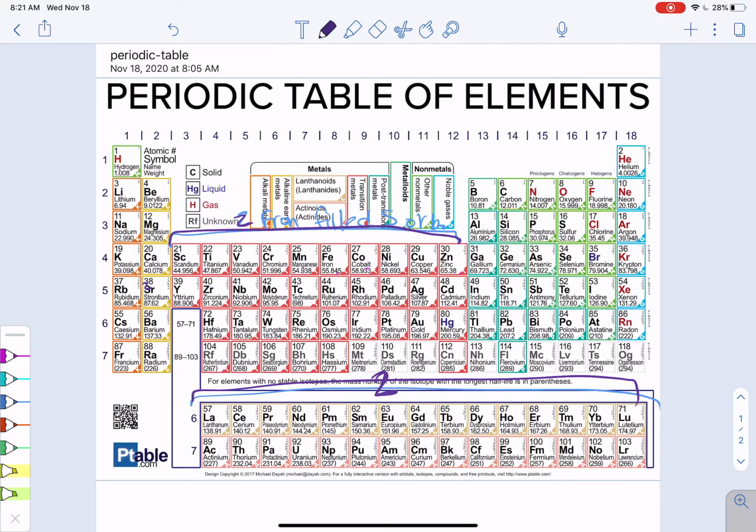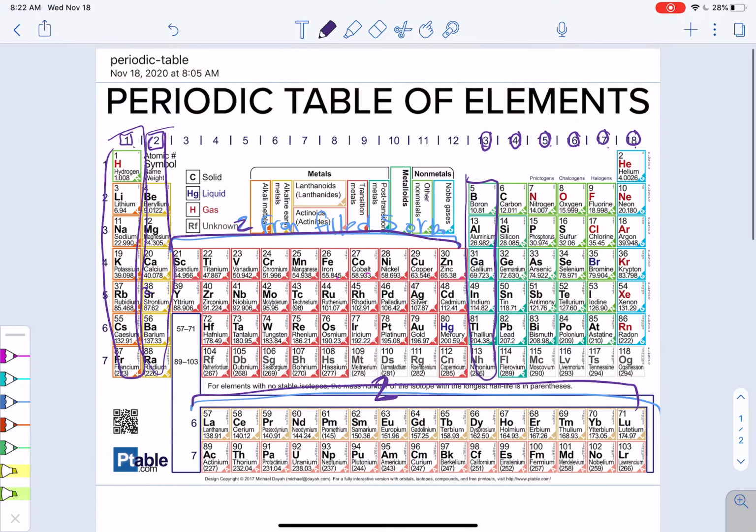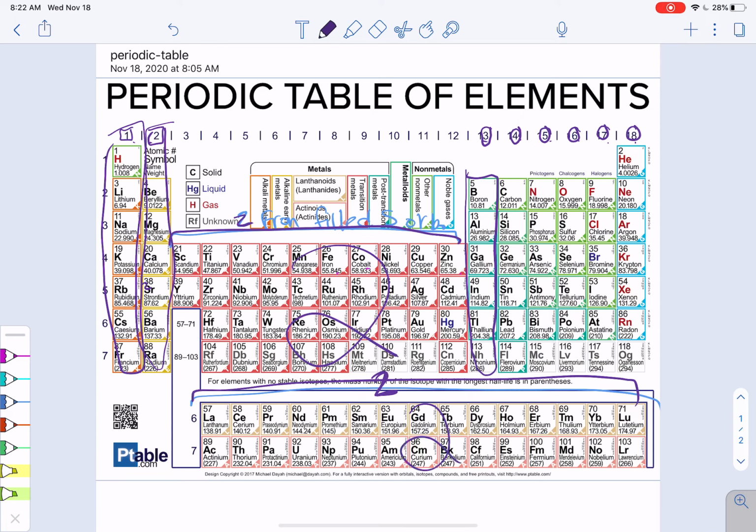all the other ones, it's just whatever group number I'm on. So the first column will have 1. The second column will have 2. The 13th column, however, will have 3. This will have 4, 5, 6, 7, 8. Okay? So that's the easiest way to remember it. It just goes 1, 2, 3, 4, 5, 6, 7, 8. And then in the middle, you just remember that all of these have 2 and all of these have 2.